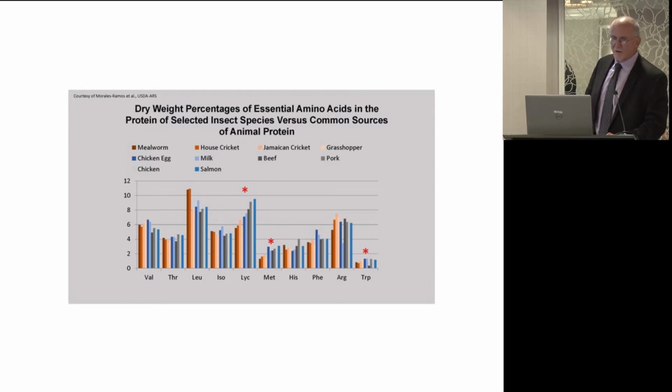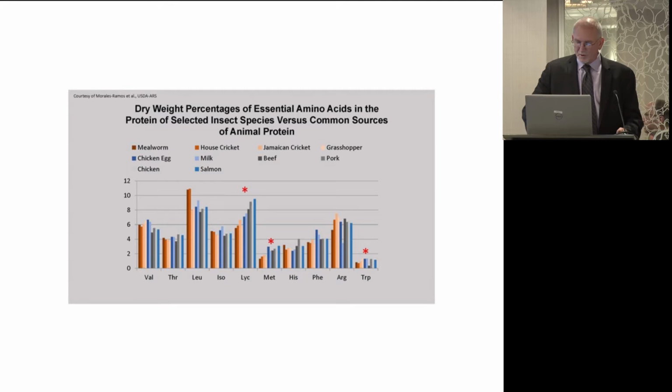What you can see in a lot of cases is that for several of the amino acids, they're very similar. But then let's take a look at some of the ones that are limiting in plants. You find that, for example, lysine tends to be limiting in the insect. Methionine also tends to be limiting in the insect. And tryptophan can also be limiting. So these are some of the same ones you might find limiting in a plant.